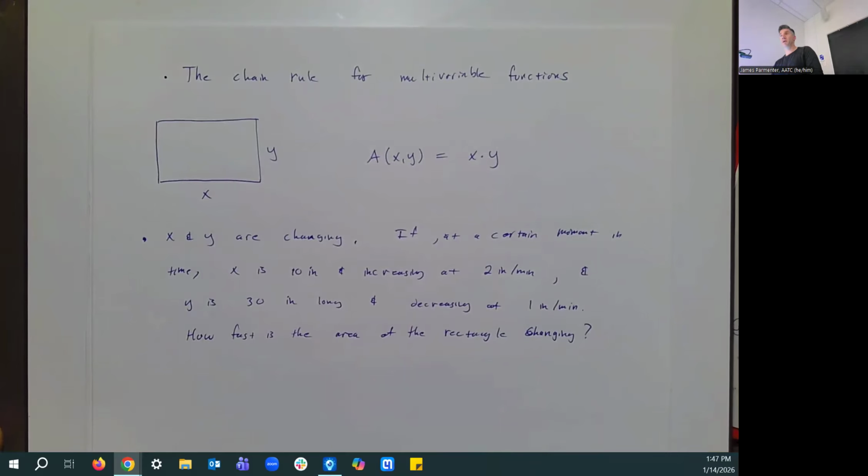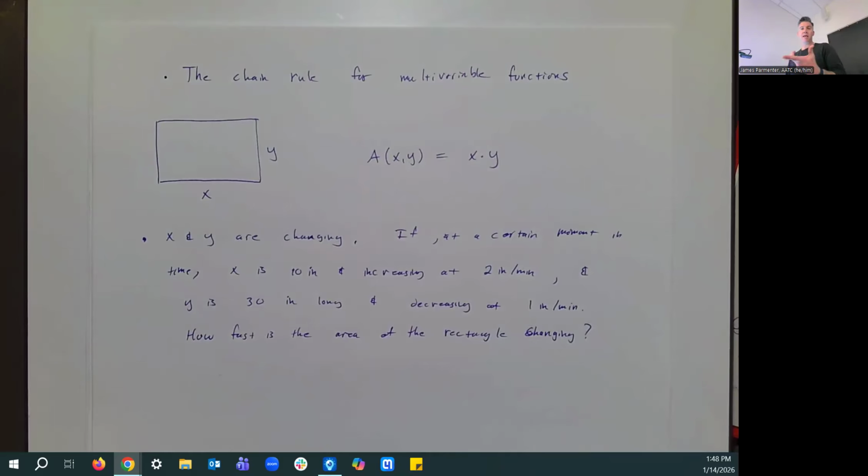I have no idea until we do the math. It could be increasing, it could be decreasing. I don't have a good guess because the rate of increase is a little faster, but there's less length to be increasing there, so it could really go either way. So how do we do this?